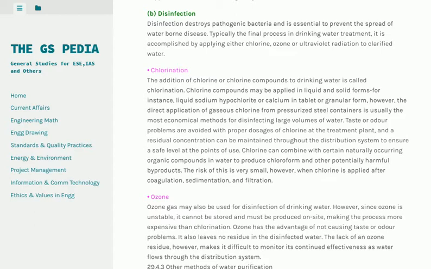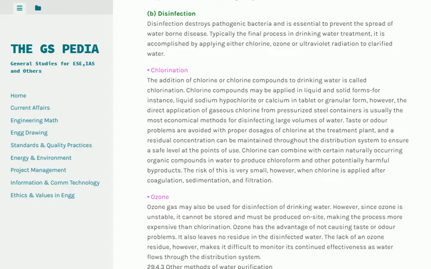Ozone gas may also be used for disinfection of drinking water. However, since ozone is unstable, it cannot be stored and must be produced on site, making the process more expensive than chlorination.